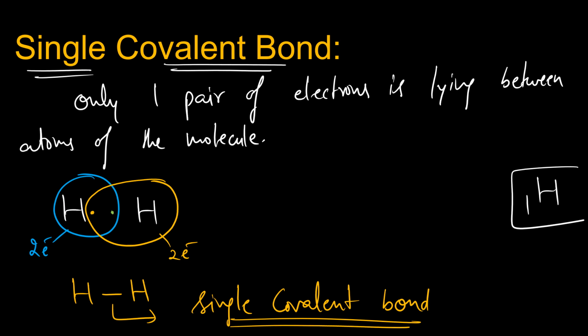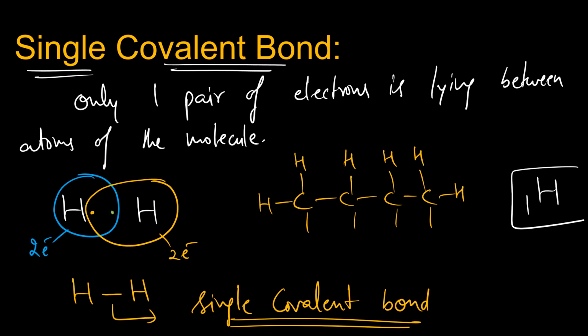Similarly, in any molecule, let's say C4H10, you may see 4 carbons attached with 10 hydrogens. They all have only one bond lying between them. So what it means is that they have all shared a pair of electrons between their atoms.